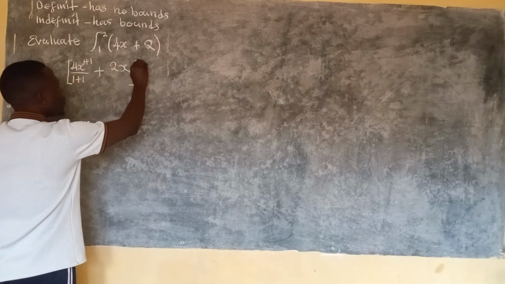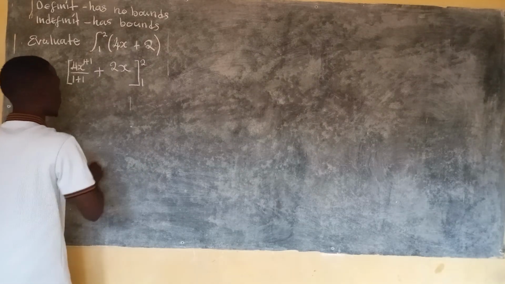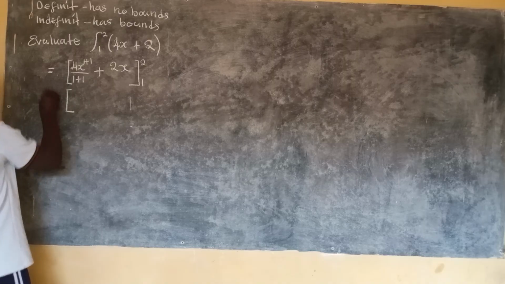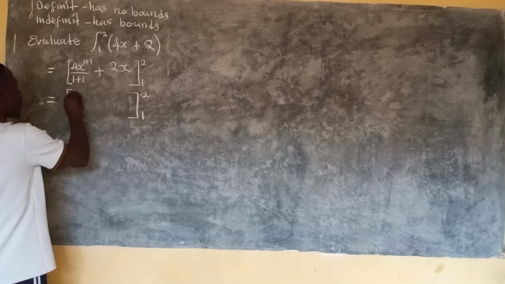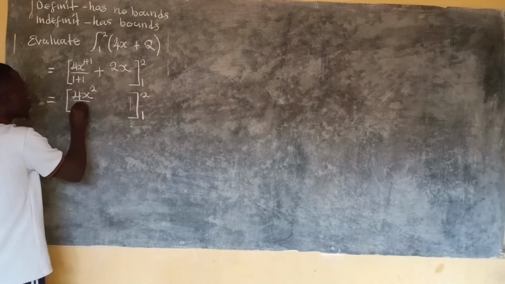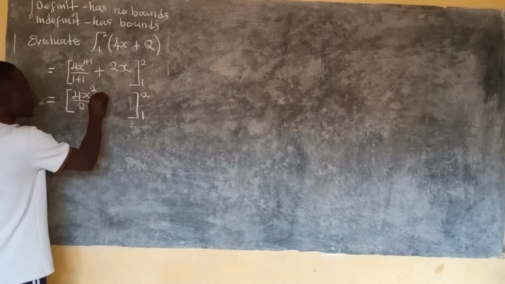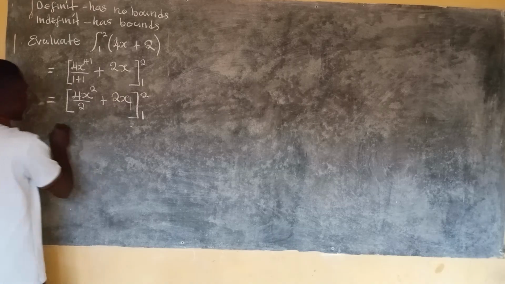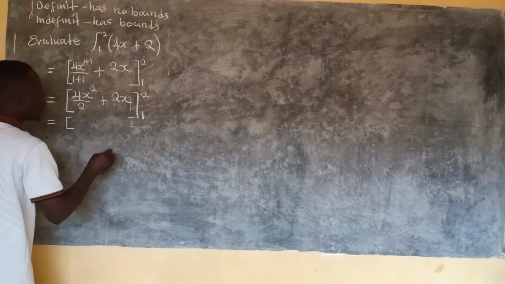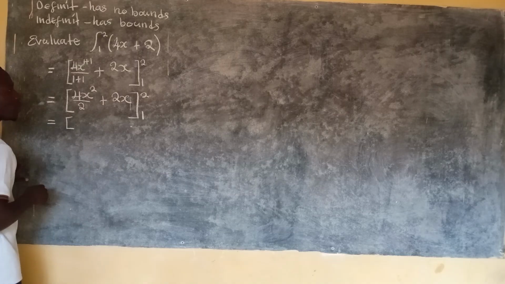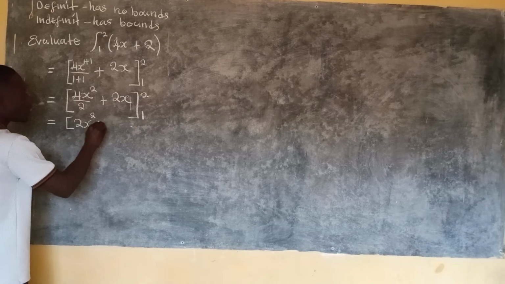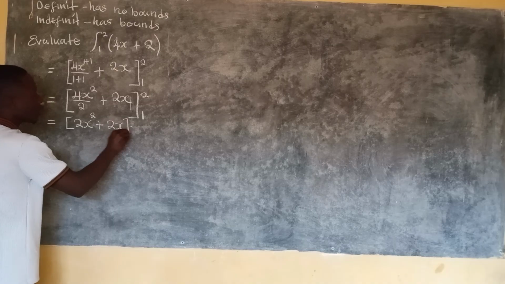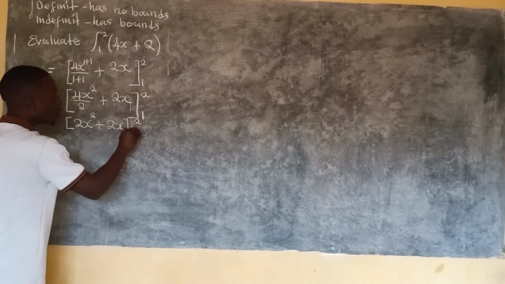Okay, what's our upper bound? 2. Our lower bound? 1. We go to the other step. Our upper bound 2, lower 1. So we have 4x over 1 plus 1, which is a 2, plus 2x. This is equivalent to, look at this, 2 can go into 4 how many times? 2 times. So we're going to remain with 2x raised to the power 2, then we have a plus 2x. What's our upper bound? 2. Our lower bound? 1.